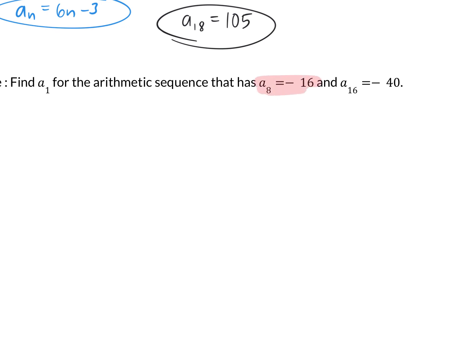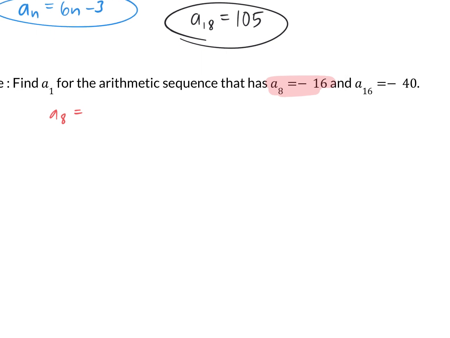So I'm going to color code this. I'm going to have my a sub 8 equation be red, and I'm using that formula from up above. So a sub 8 is equal to a sub 1 plus, what do we got next? Our formula is n minus 1, so what's n in this case? N is 8, so 8 minus 1 times my difference. I don't know my difference. I don't know my a1. Don't we know what a sub 8 is? We know what a sub 8 is, yeah? So let's rewrite this as negative 16 equals a sub 1 plus 7d.